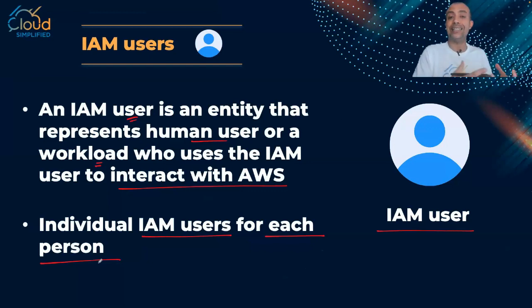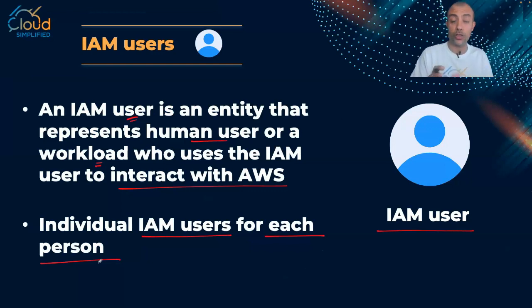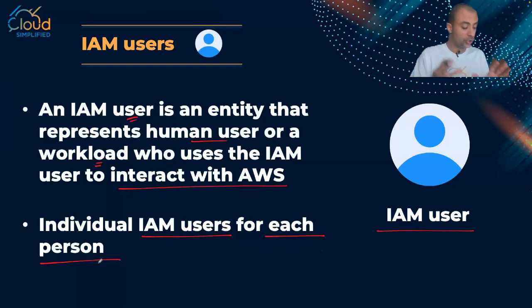What if someone deleted an EC2 instance? What if someone created an S3 bucket? I need to track, I need to audit who did what in AWS. That's why, if I only have one IAM user credentials shared between my team, and someone deleted an EC2 instance, I will not be able to understand who exactly deleted it. That's why the best practice is to create an individual IAM user with a username and password for each and every person connecting to my AWS console.